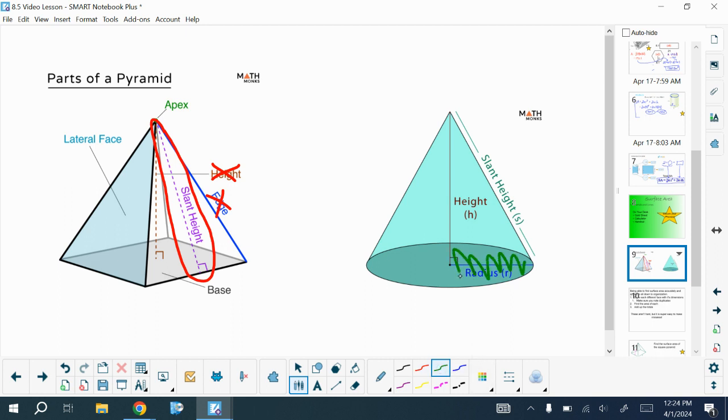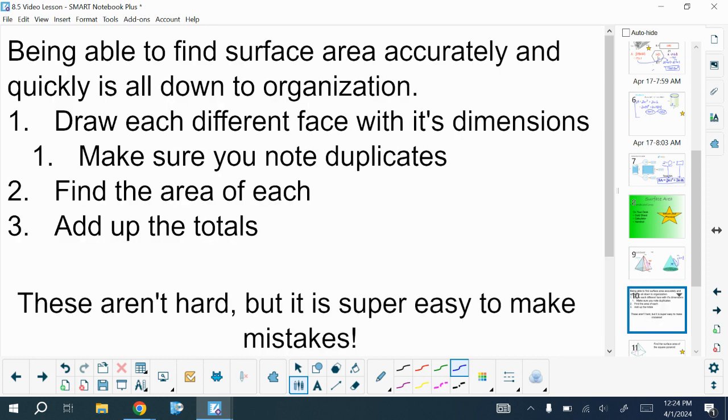In a cone, we have the same thing. We have a base, which happens to be a circle. And just like with the pyramids, we don't want the height down the middle. We want the slant height, which is either going to be called S or L, depending on who you talk to. S for slant height, L for lateral height. Just like these are lateral faces, we would call this cone part the lateral area. We'll come back to that one in a little bit, though.